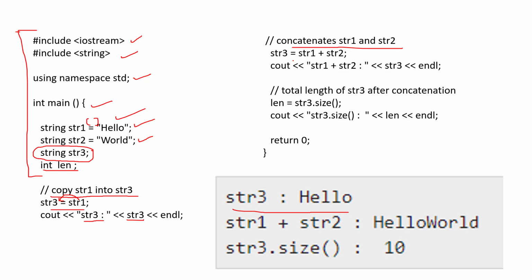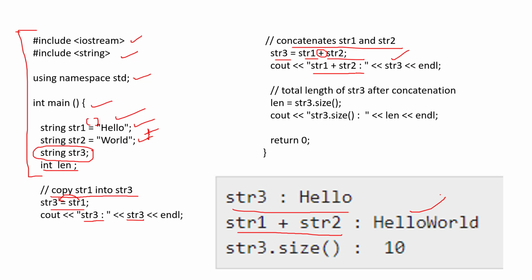Next one is concatenation. In that case, we have str3 is equal to str1 plus str2. So this plus symbol replaces the concatenation. That's the main thing. So cout str1 plus str2, ending with the semicolon, will give you the str3 value, which will be the addition of hello and world. So hello world without any space.